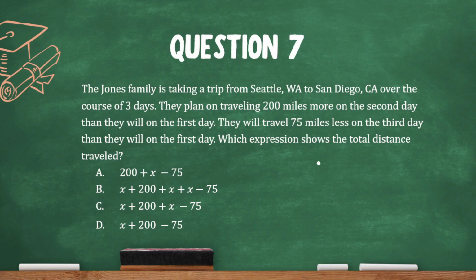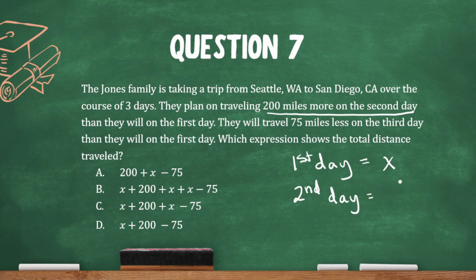Okay, we have to come up with a variable, and since they're traveling more on the second day than the first day, let's say that the first day is X miles, X number of miles. So then the second day, if they traveled 200 miles more than this first day, we'll have to add the first day's number of miles with 200.